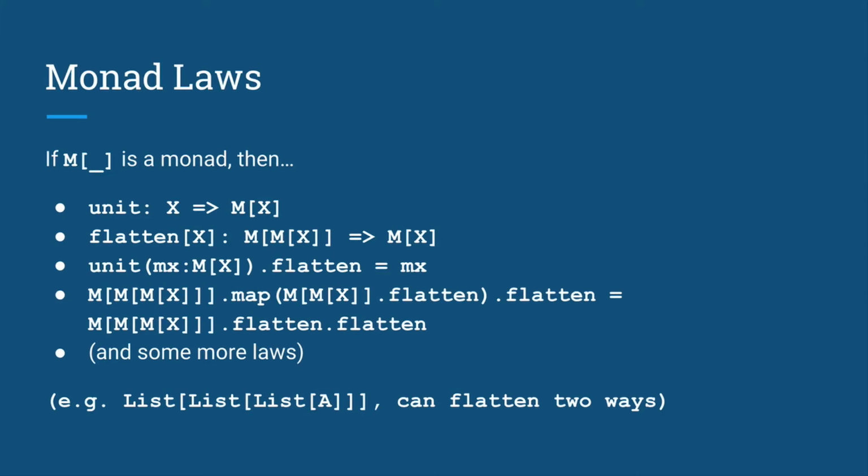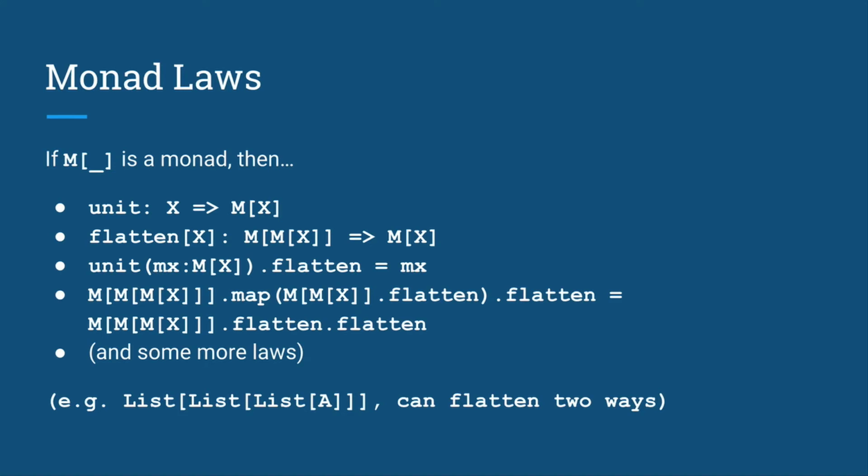So here are the monad laws. If M is a monad, then we have unit and we have flatten. If we apply unit to flattening, we take a unit, so we'll have MM, right? Unit adds one more M, wraps it. Like if we have a list, it gives a singleton. So we apply unit to MX and then flatten. It will be the same MX.